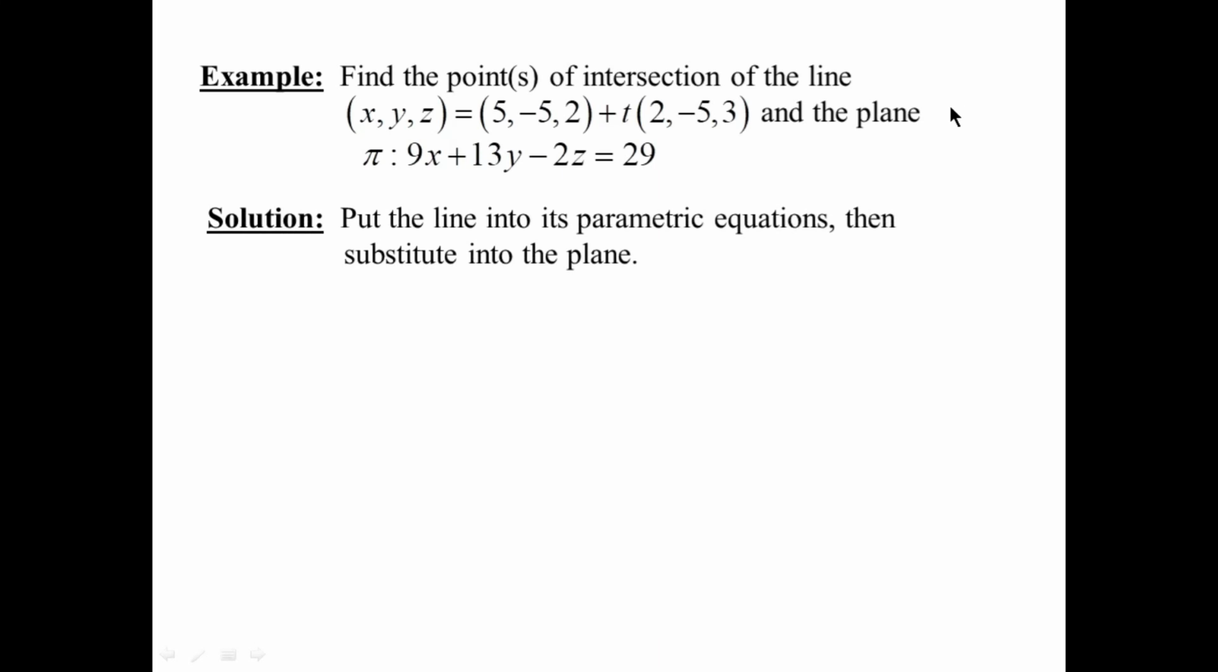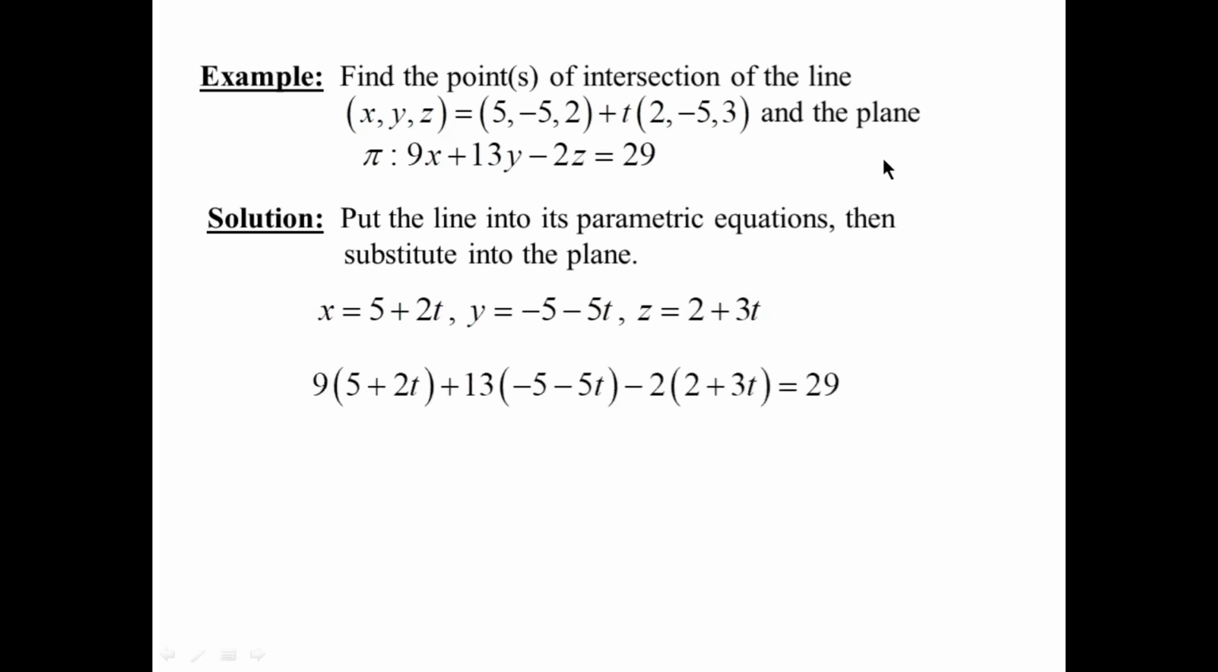Solution method. Turn the line into its parametric equations. So here x will be 5 plus 2t, and so on. Y will be negative 5 minus 5t, and z will be 2 plus 3t. Now take these parametric equations and plug them into the plane. So it will be 9x plus 13y minus 2z equals 29, where x, y, and z come from the parametric equations of the line. So we're plugging the line into the plane.